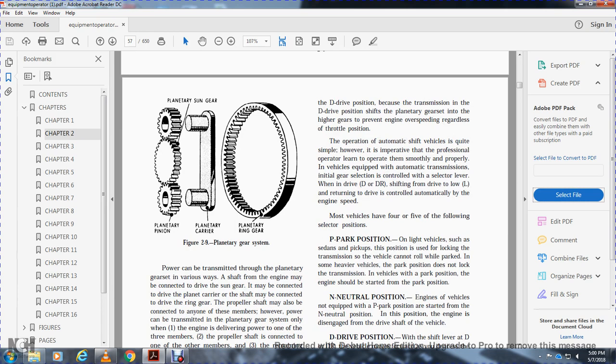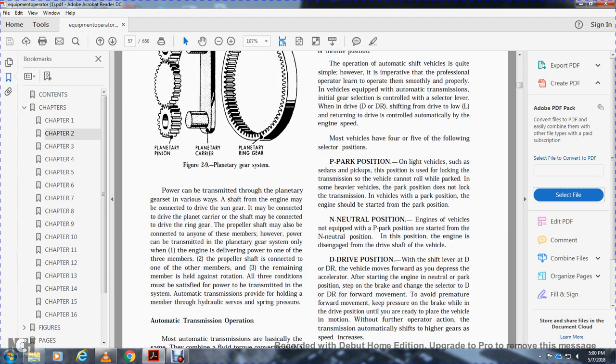Figure 2-9 shows the planetary gear system: the planetary sun gear, the planetary pinion, the planetary carrier, and the planetary ring gear. Power is transmitted through the planetary gear set in various ways. The shaft of the engine is connected with the driving sun gear, the driving planet gear, or the driving ring gear. The output shaft should also be connected with one of those members.